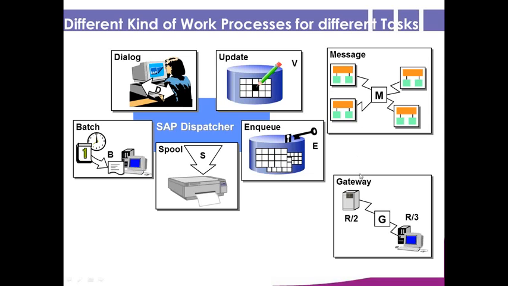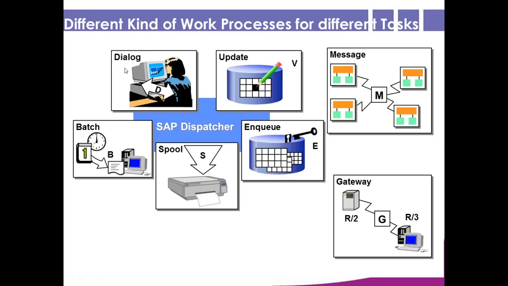The remaining two are message server and gateway. First we will see them one by one. Dialog is represented by the first letter D. It handles the user request directly. It is an interactive work process.